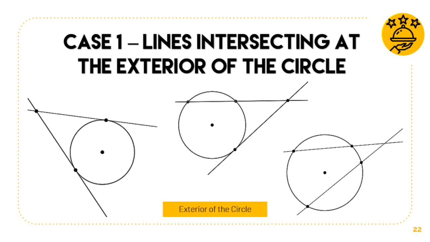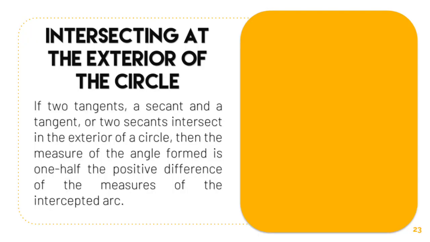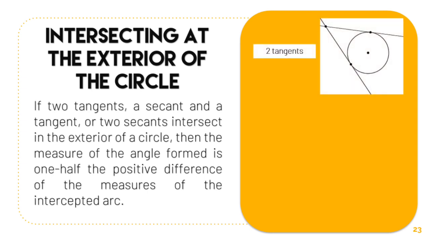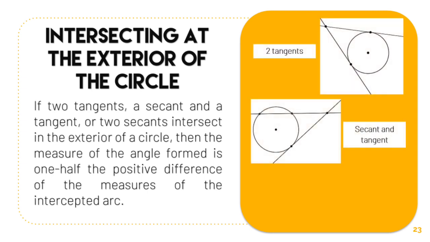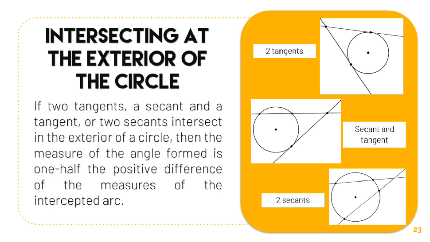And to give you the relationship among the angles formed and its intercepted arcs, let us have this theorem. If two tangents, a secant and a tangent, or two secants intersect at the exterior of a circle, then the measure of the angle formed is 1/2 the positive difference of the measures of the intercepted arcs. Meaning to say, we have to subtract the measure of the smaller arc from the measure of the larger arc, then divide it by 2. And that will be the measure of the angle.